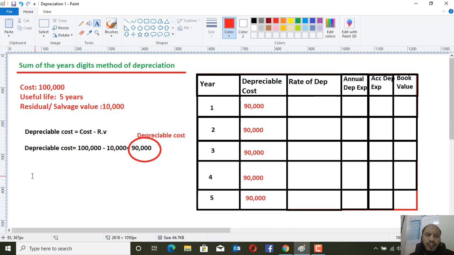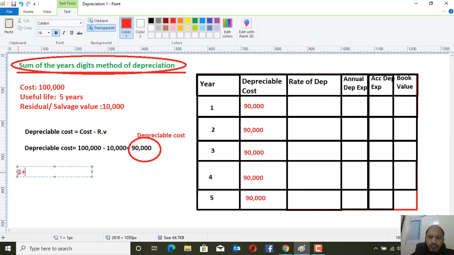Dear students, why is it called the sum of the year digits method? Here in this method we will take the sum of each and every digit of the year. For example, year 1, plus year 2, plus year 3, plus year 4, and plus year 5. So our sum of the years is equal to 15, or we may say that if we add all of these, 1 up to 5, it is equal to 15.